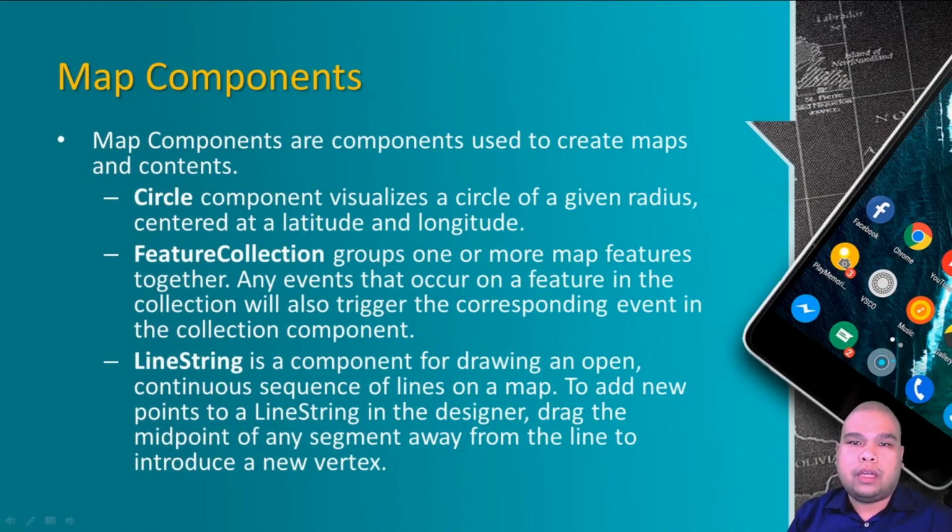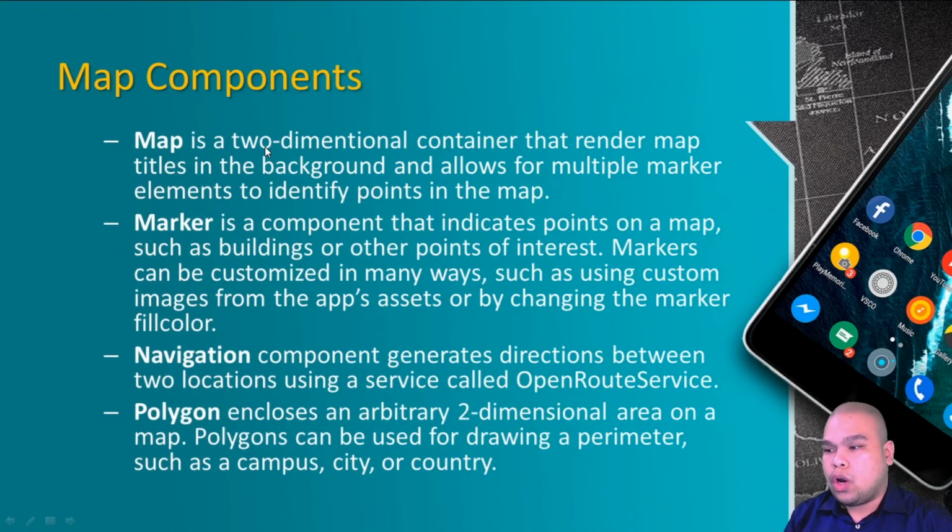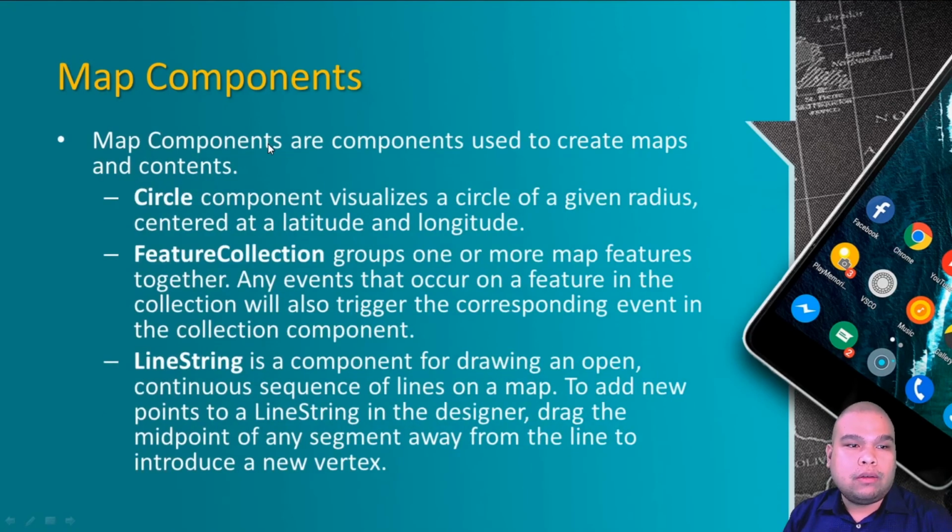Okay, so aside from the media components, we also have your map components. Map components are components used to create maps and contents within the map. So these are the different components that we have under your maps. The first one that we have is a circle. Circle component visualizes a circle of a given radius centered at a latitude and longitude. Latitude and longitude are the units of measurement that we are using to plot coordinates within the map.